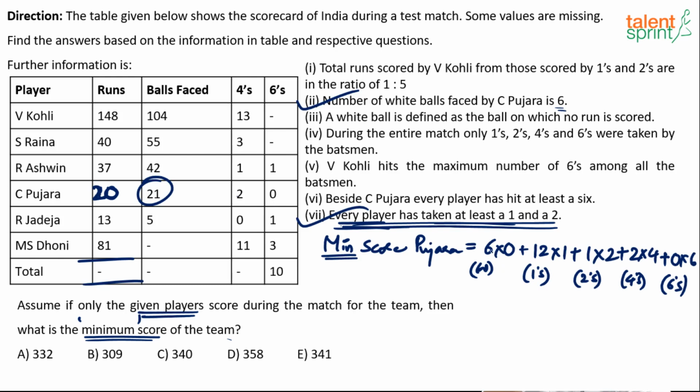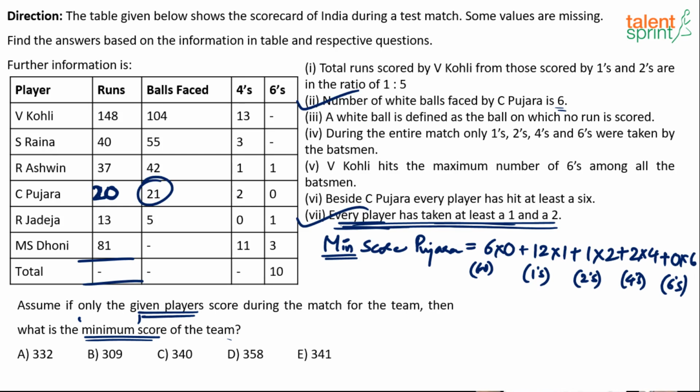How are these 21 balls distributed? He has got 6 dot balls, 12 singles, 1 two and 2 fours, 0 sixes. So 6 plus 12, 18. 18 plus 1, 19. 19 plus 2, 21. So this 21 is balanced. The total that comes out is 0 plus 12, 12. 12 plus 2, 14. 14 plus 8, 20.